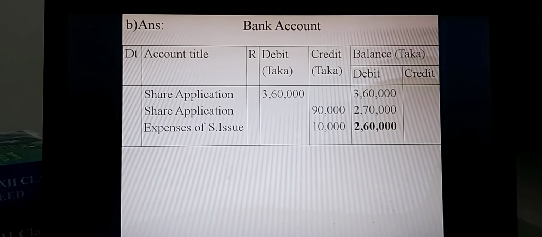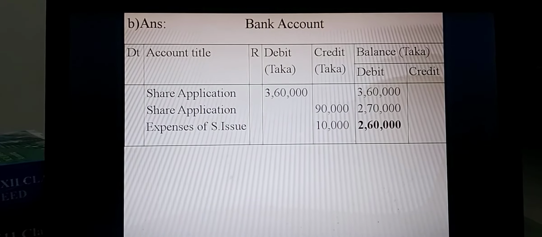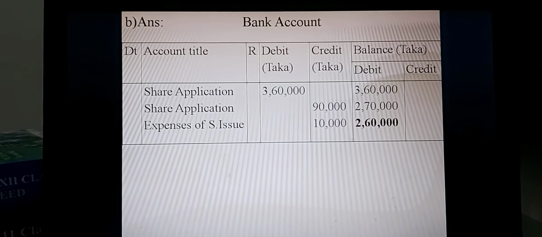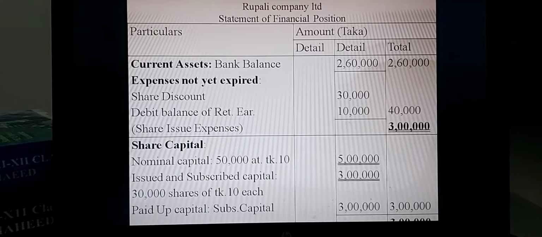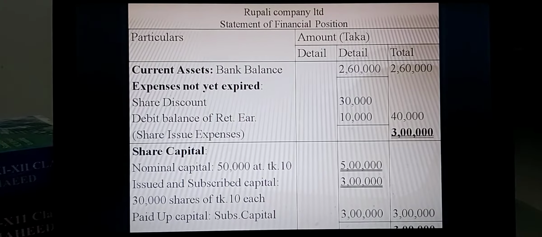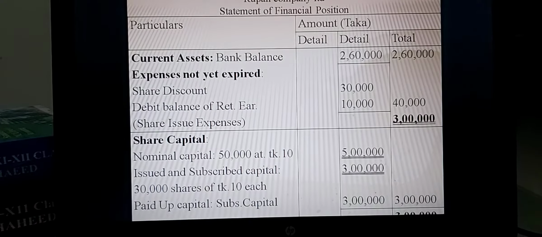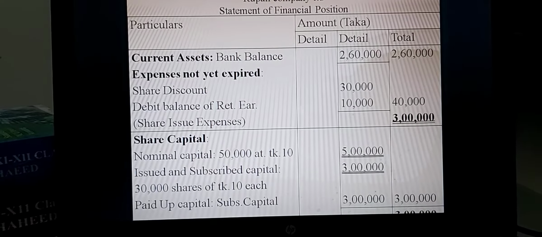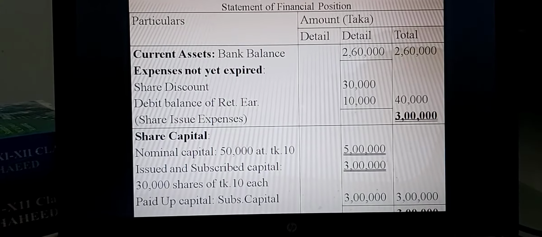Dear learners, I think you have finished the bank account and journal entries, that is requirement A and B. Now we can go to requirement C, that is the statement of financial position. In the statement of financial position, totally 2 sides are available. First one assets, second one capital and liabilities.